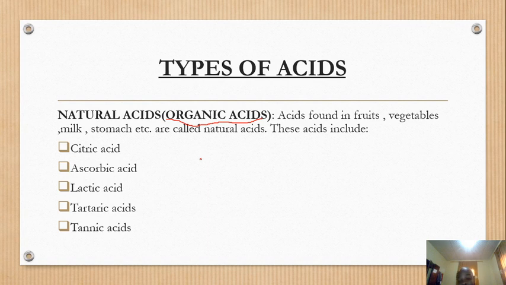Okay, so some of the acids are found in these natural things like citric acid. Citric acid is found where? In lemons. Ascorbic acid in vegetables and fruits. Lactic acid in milk, tartaric acid in grapes. Tannic acid, it was not in the list. Tannic acid is found in tea, right? So these are natural acids or organic acids. They mean the same, right?